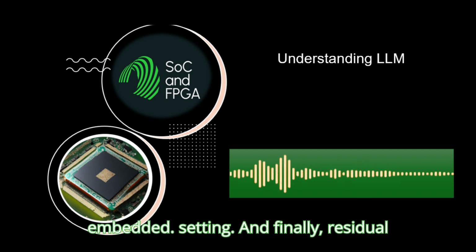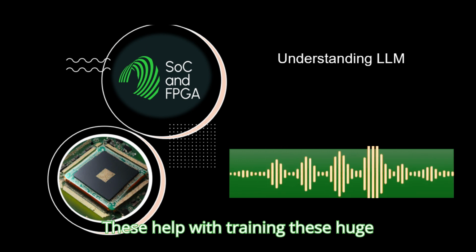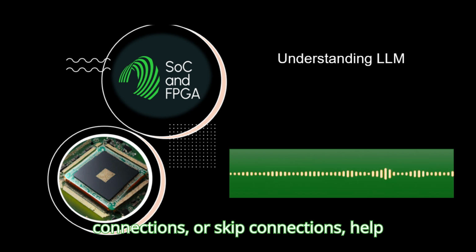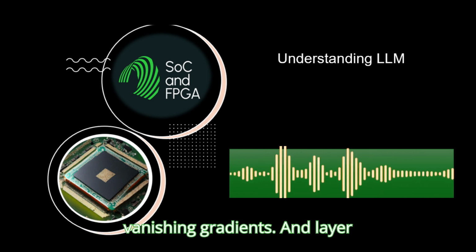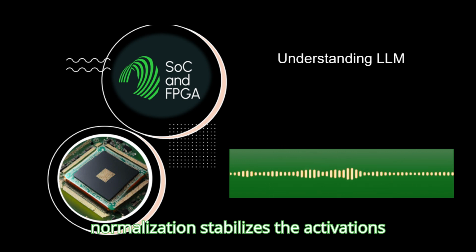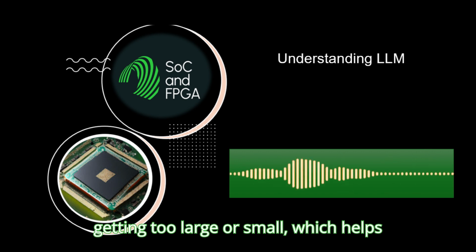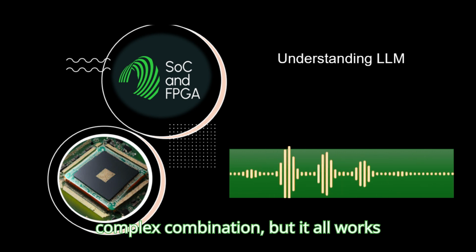And finally, residual connections and layer normalization. These help with training these huge networks. They're critical for training deep networks effectively. Residual connections, or skip connections, help the learning signal flow better, avoiding vanishing gradients. And layer normalization stabilizes the activations within the layers, preventing them from getting too large or small, which helps the learning process converge. So it's a complex combination, but it all works together.